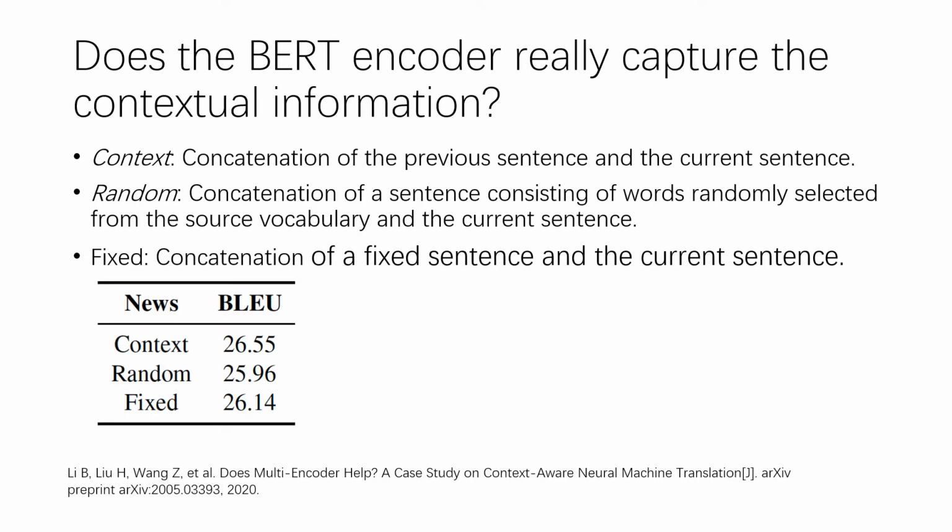Previous work shows the context encoder in multi-encoder document-level neural machine translation system cannot really capture context information. Following the previous work, we used the true context and the wrong context as the input for context encoder. As we can see, the true context input can achieve the best result. This implies our proposed model can really capture the context information.